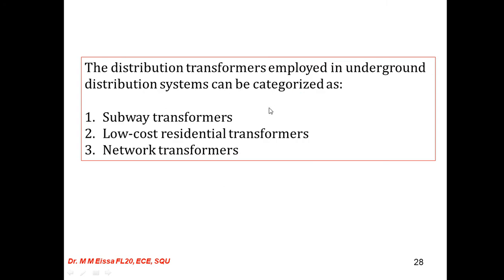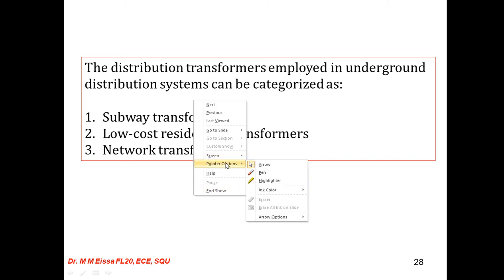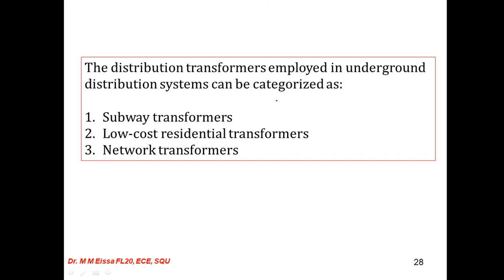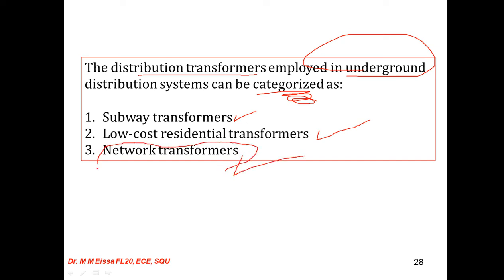The distribution transformer employed in underground distribution systems can be divided into other categories. When employed in underground, we have some kinds called subway transformers. The other is the low-cost residential transformer, and the third is the network transformer. Actually, it is very common in the distribution system. So now we have the categories of distribution transformers that can be used in underground.